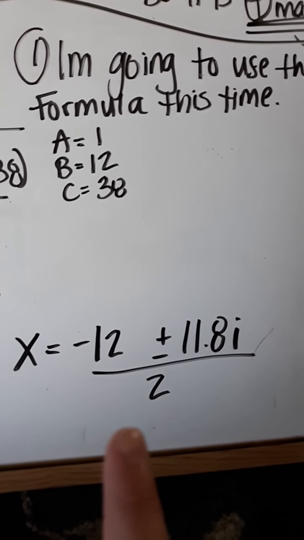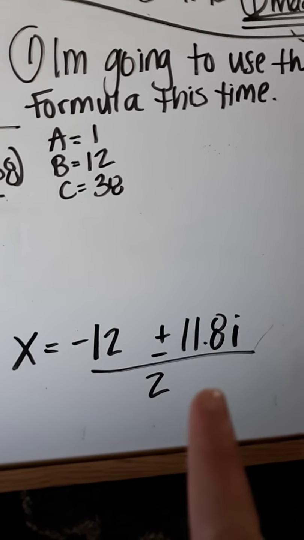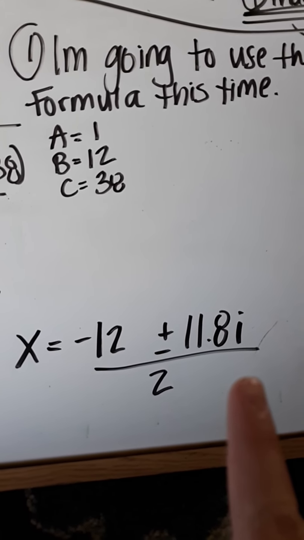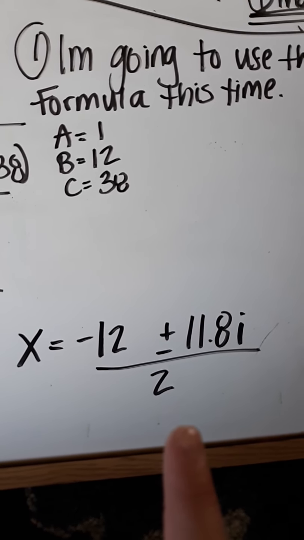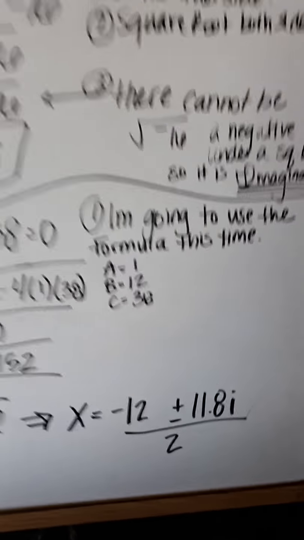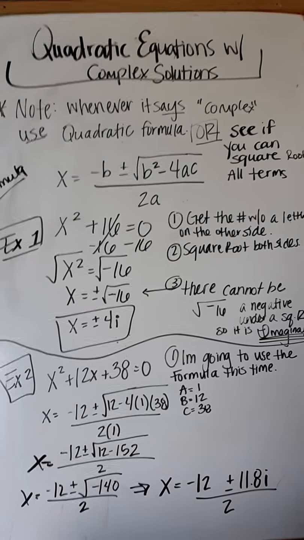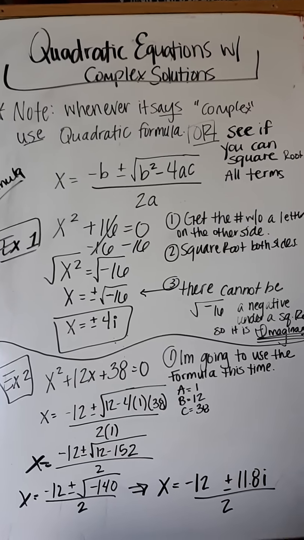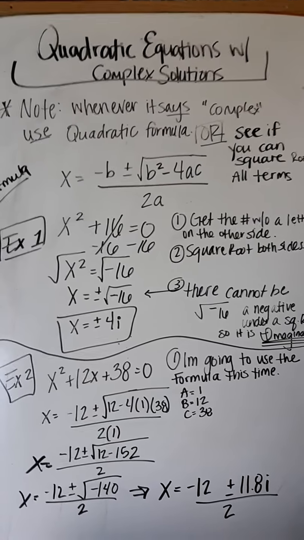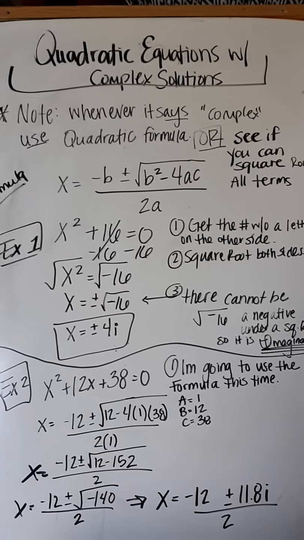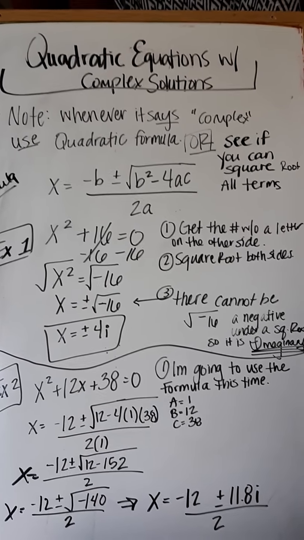Okay, so negative 12 plus or minus 11.8i divided by 2. Okay, so you have a worksheet based on this stuff right here. You have two ways to do it. You can square root all terms or use the quadratic formula.